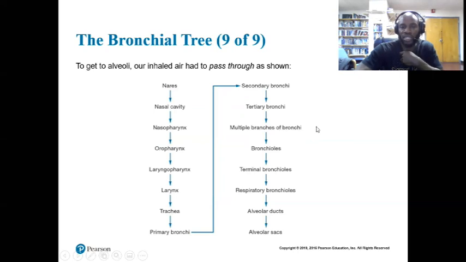Multiple branches of bronchi, then bronchioles, our smallest structures, which terminate in our terminal bronchioles. This is the end of our conducting zone. Now we get into our respiratory zone, where we have respiratory bronchioles, which lead into alveolar ducts, which have sacs of alveoli, known as alveolar sacs, and that's where we have transfer of oxygen and carbon dioxide.